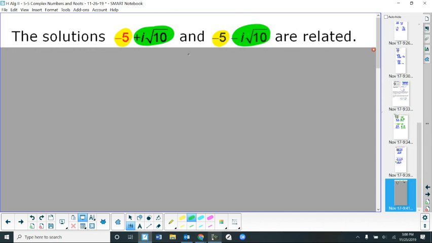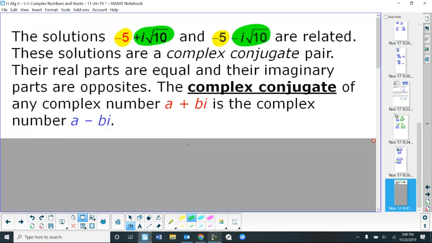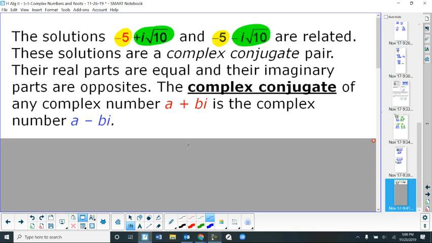One is plus i square root of 10, and the other one's minus i square root of 10. So these complex numbers are related. They are called the complex conjugate of each other, negative 5 plus i square root of 10 and negative 5 minus i square root of 10. Those are called complex conjugates.